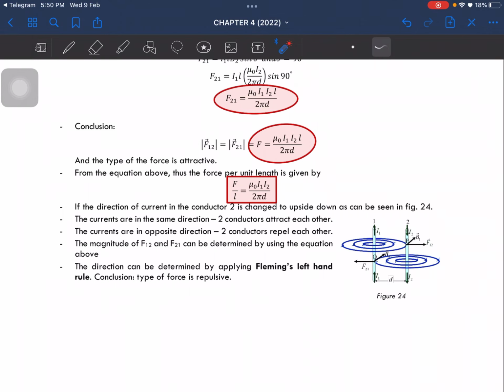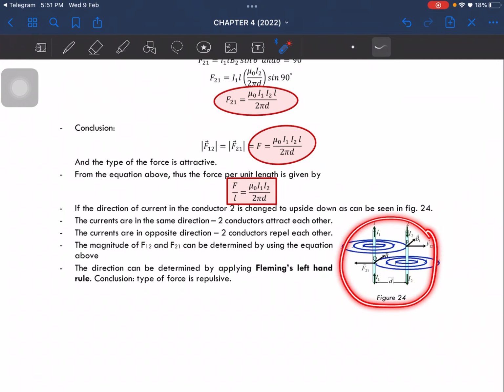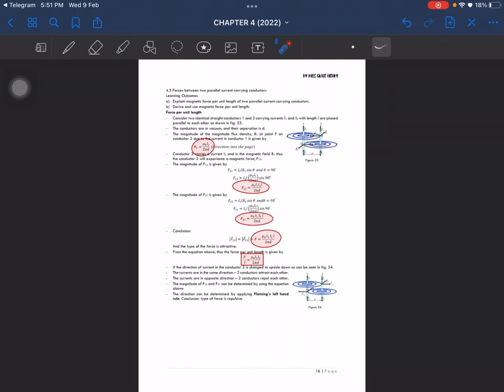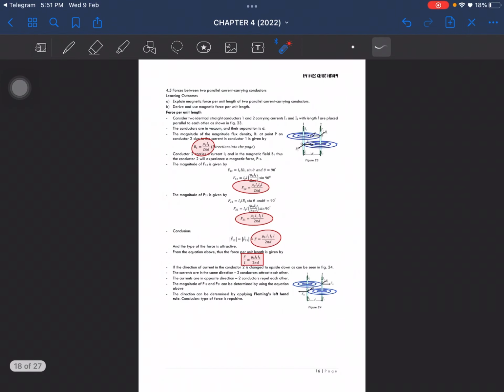The magnitude can be determined by using this equation here, and the direction can be determined by applying Fleming's left hand rule. So as a conclusion, the type of force when the direction of the current is upside down is repulsive. Okay, so that is basically the theory part for our fifth subtopic.